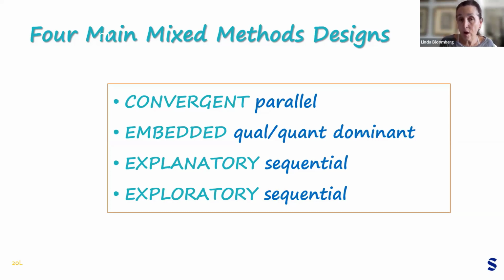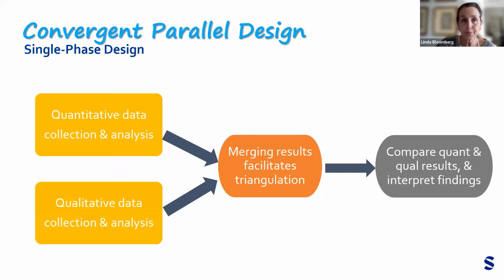And these are the four: convergent parallel; embedded, which is qualitative or quantitative dominant, so there are two different types you can do there; then explanatory sequential and exploratory sequential. I'm going to go through each of these four now so that you really have a good idea of what I'm talking about. So the first is the convergent. I'm sorry, I know you can't see that, but I have a big section on my screen that's blocking my view.